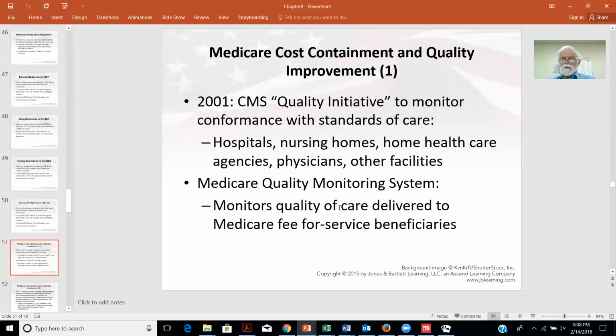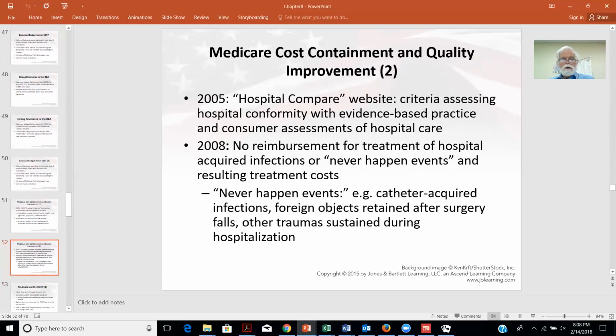There have been further efforts through the CMS to further reduce all these things. There are ways of looking. There's a Hospital Compare website so that you can actually find ways to assess the quality of any hospital in your area.